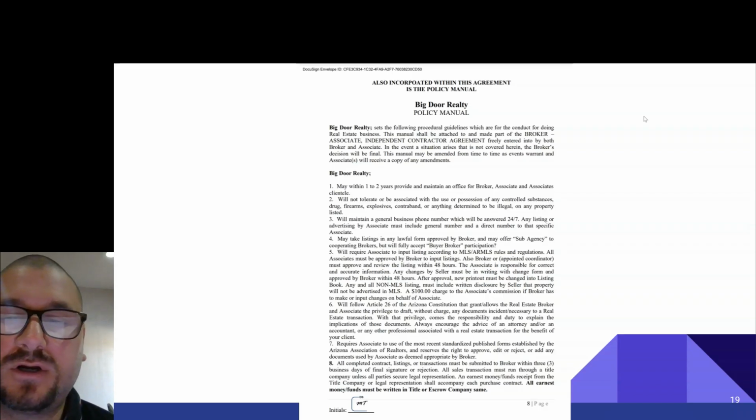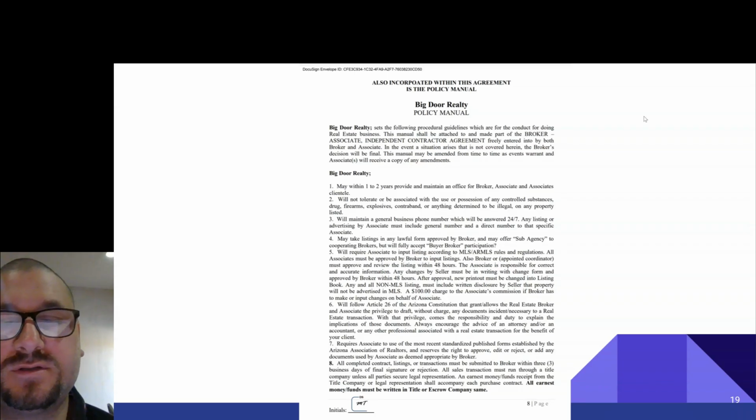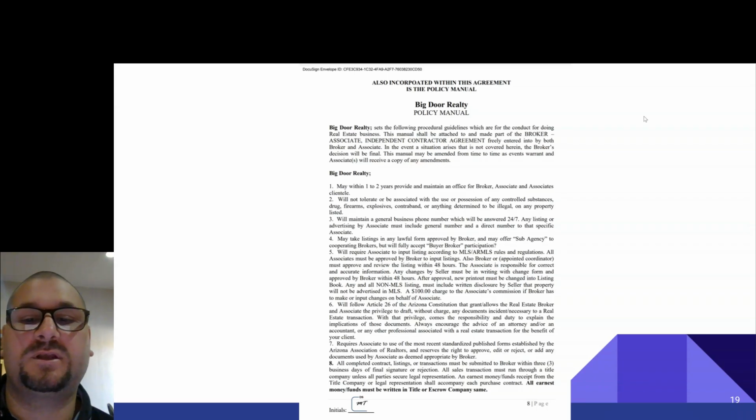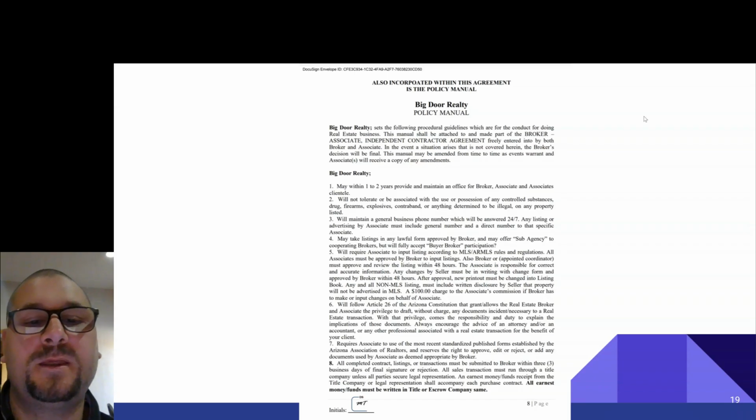A $100 charge to the associate's commission if broker has to make or input changes on behalf of associate. So if the broker's got to come in and make any changes, they're going to charge you $100. It doesn't matter if you're an associate broker or associate realtor. If you're an associate, that's what they're calling you.